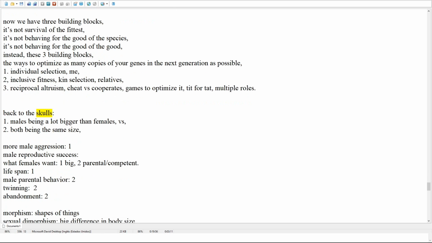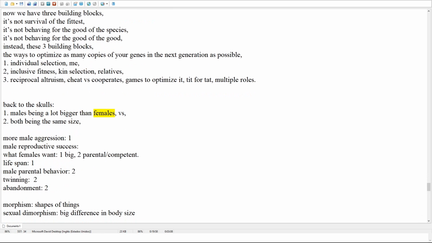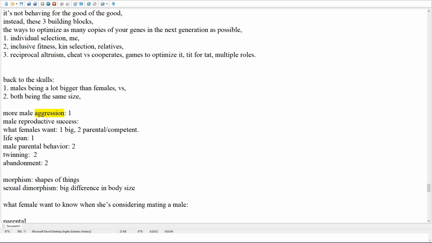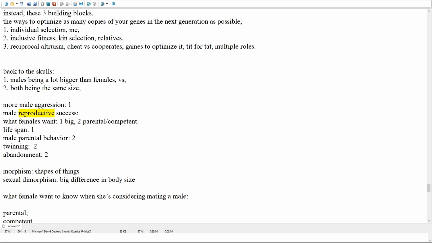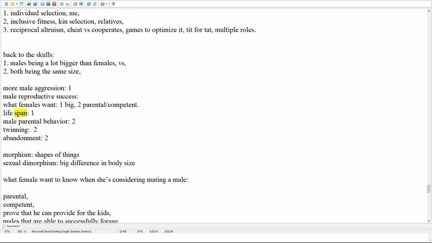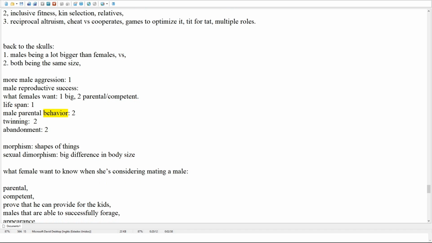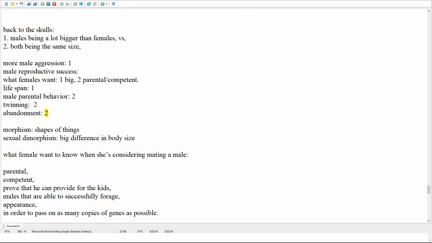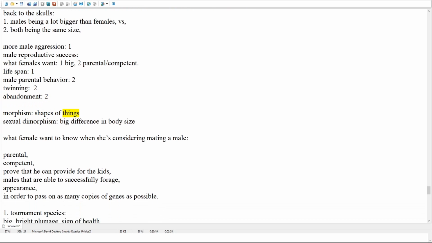Back to the skulls. 1, males being a lot bigger than females, versus 2, both being the same size. More male aggression, 1. Male reproductive success. What females want, 1 big, 2 parental/competent. Lifespan, 1. Male parental behavior, 2. Twinning, 2. Abandonment, 2. Morphism, shapes of things.